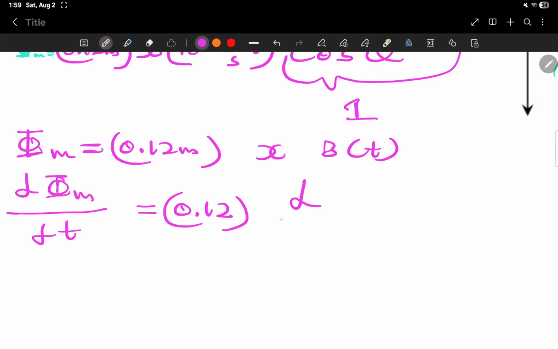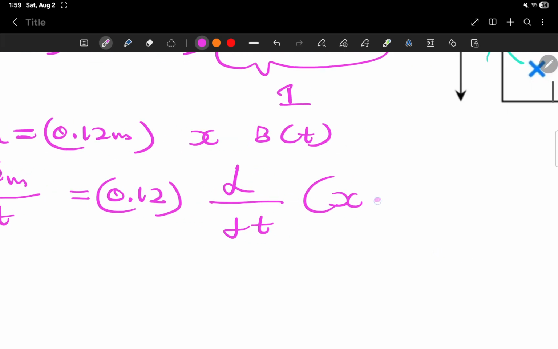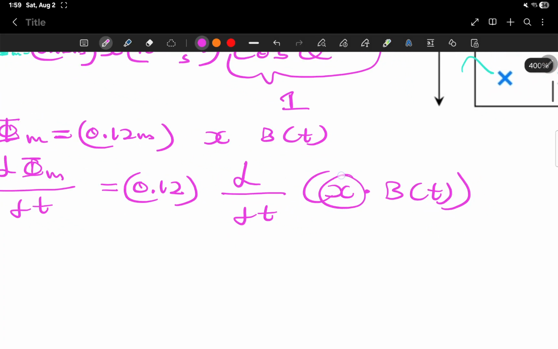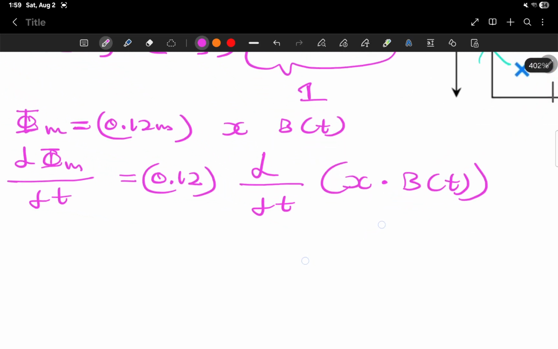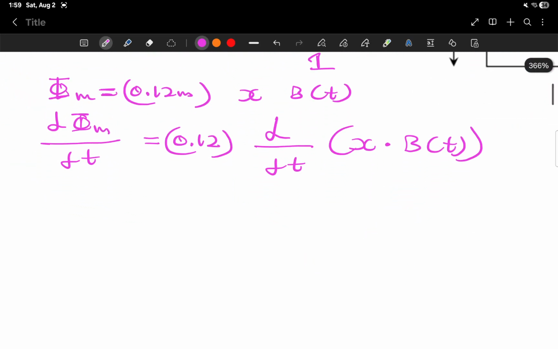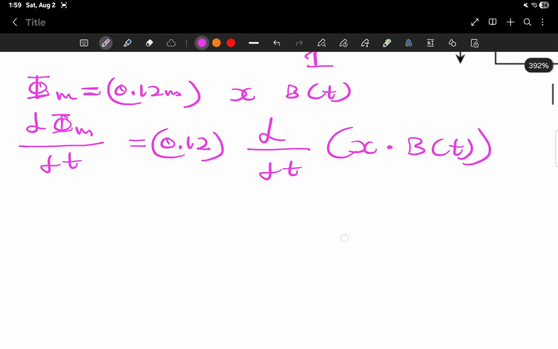And I took the derivative. So derivative of x, a variable that is changing, times the derivative of the magnetic field, which is also a variable that is changing. When both of these guys are changing, we're using product rule for derivatives. That's the first thing. So don't make the mistake that I did. I took the derivative without thinking about what was actually going on.